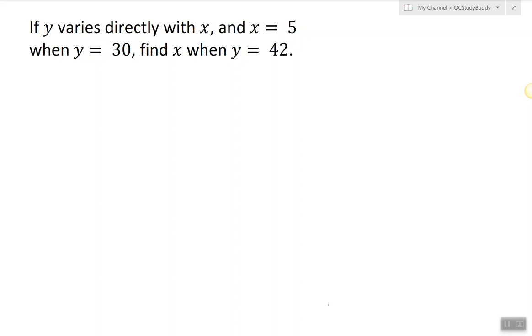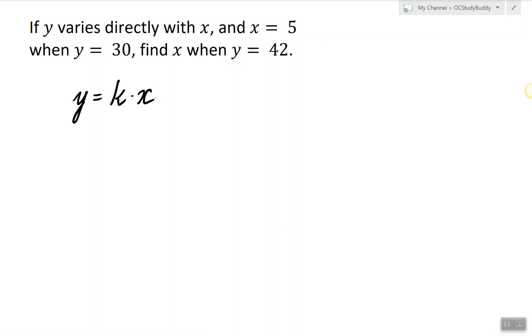Y varies directly with x. What does that mean? That means the formula that connects the two variables y and x is like this. That's what it means to say y varies directly with x. As x increases, y increases.